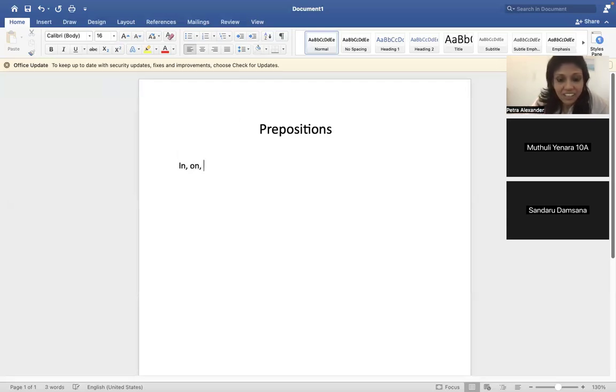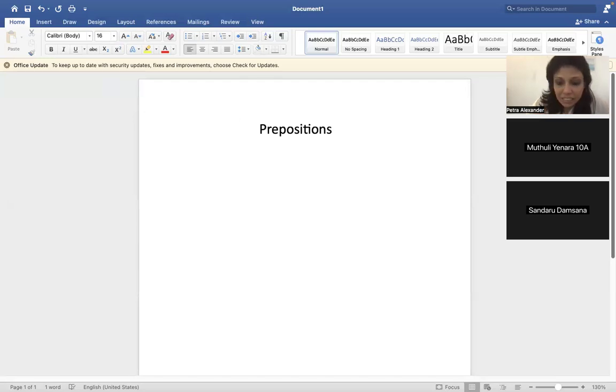In, on, at, over, by, after, before, next, like that, right? Over, behind, because, right? Lots. So what do prepositions do? They also help to extend a sentence, right? Okay. So we can use prepositions in many cases.